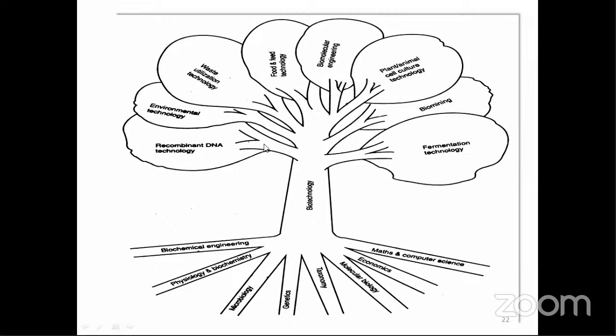These branches can be recombinant DNA technology, environmental technology, waste utilization technology, then food and feed technology, biomolecular engineering, plant and animal cell culture technology, biomining, and fermentation technology. So the knowledge is there. This all comes under biotechnology. Because of this knowledge, more and more branches have flourished.